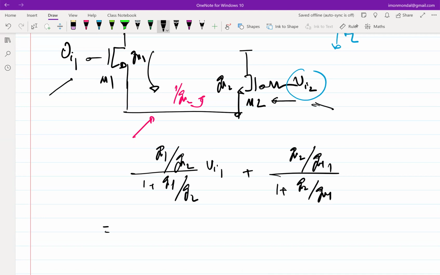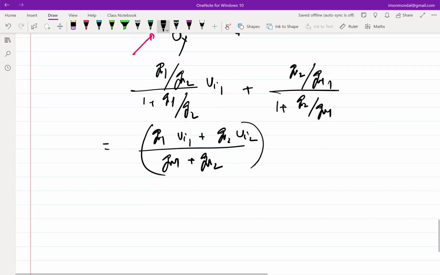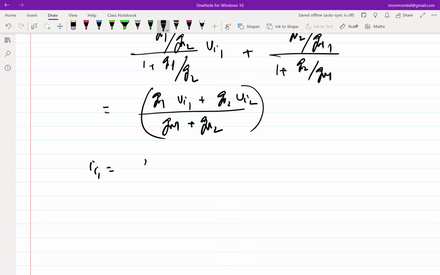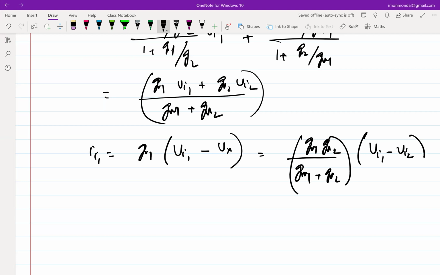So this will become (GM1 VI1 + GM2 VI2) / (GM1 + GM2). This voltage, let me call it Vx. If I know Vx, then I know the current I1. So that current I1 will be GM1 times (VI1 minus Vx), which will turn out to be GM1 GM2 / (GM1 + GM2) times (VI1 minus VI2). Right? So if you do the math, this is what you are going to see.